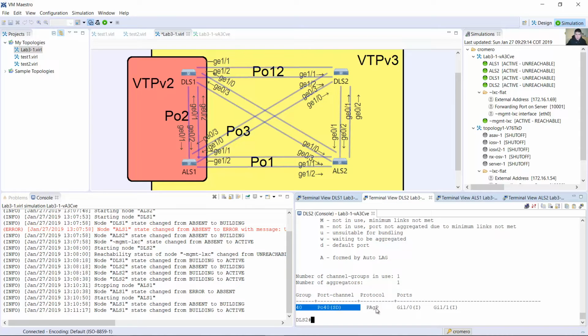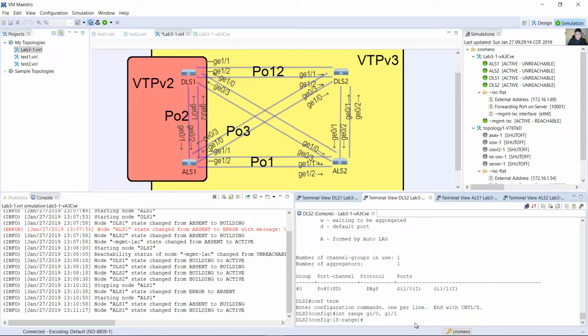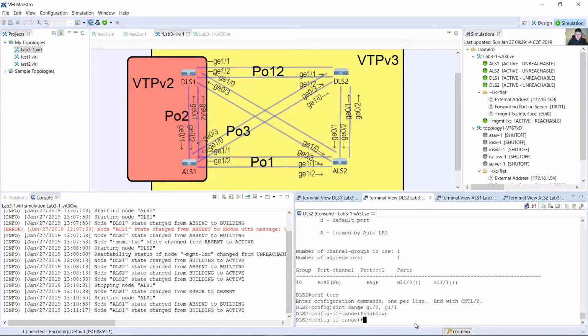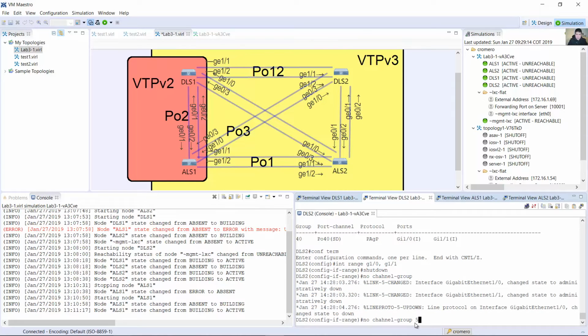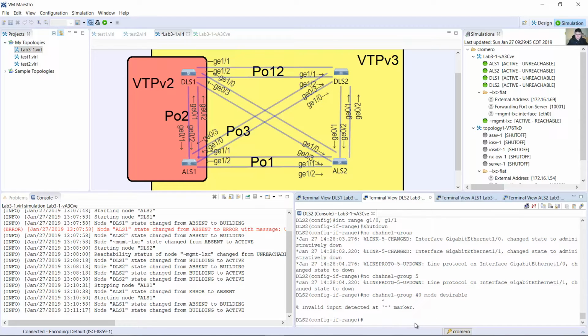Okay, and remove this configuration. Configure terminal, interface range gigabit 10 and gigabit 11. Shut down. No channel group for the mode desirable. Okay, Port Aggregation Protocol. Okay, channel.